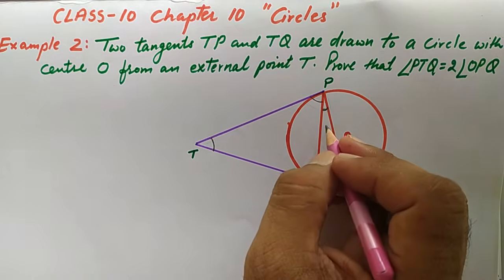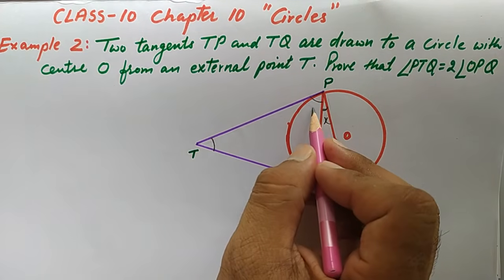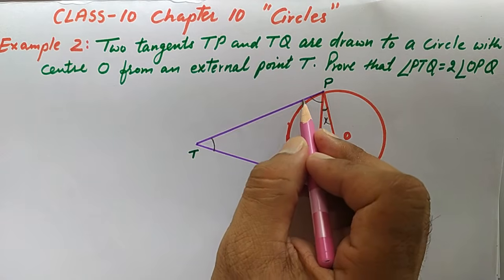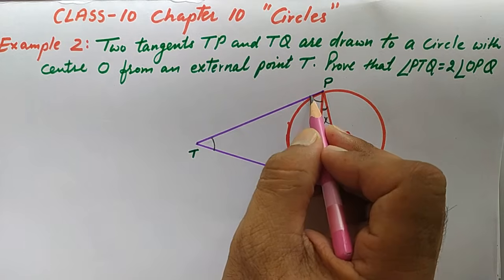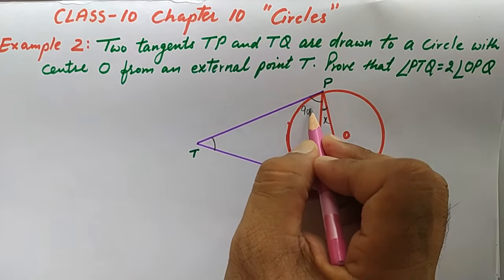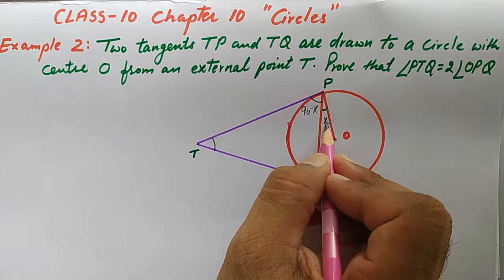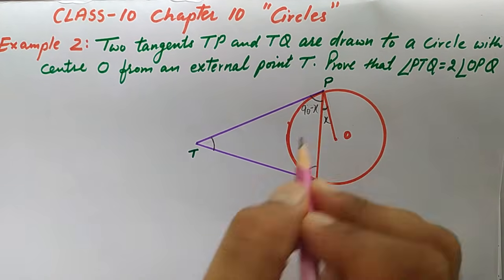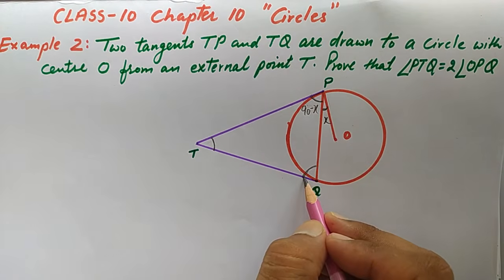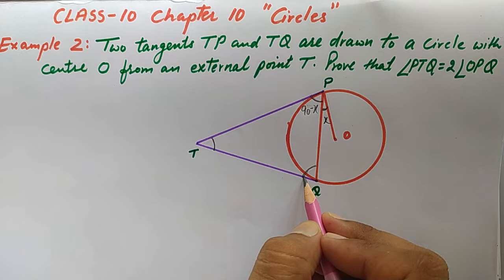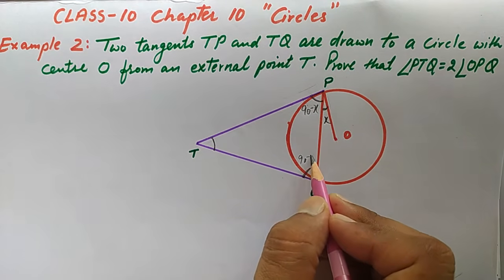If I assume this angle as x, then automatically this full angle is 90. So angle TPQ, this small angle, will be 90 minus x. Why? Because the sum of these two angles is 90. So this is x assumed, so it will be left 90 minus x. And as I told you, this angle is equal to this angle because angles opposite to equal sides are equal, TP is equal to TQ. So this angle will also be 90 minus x.